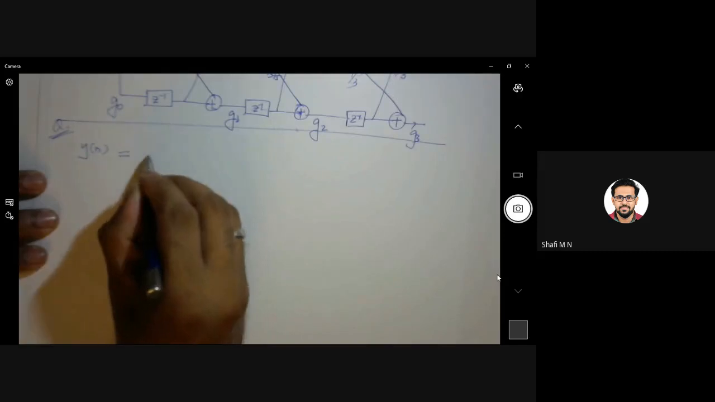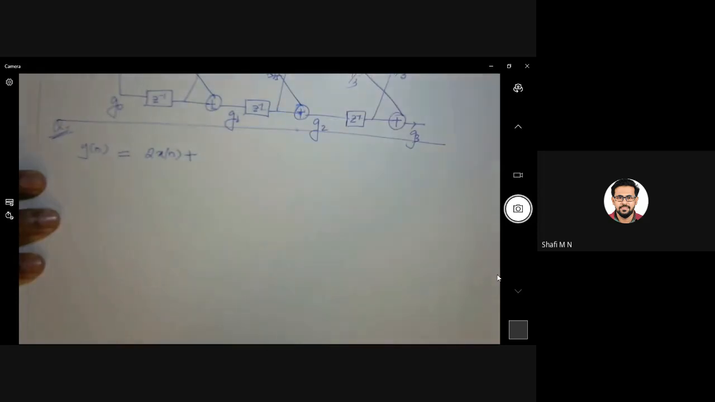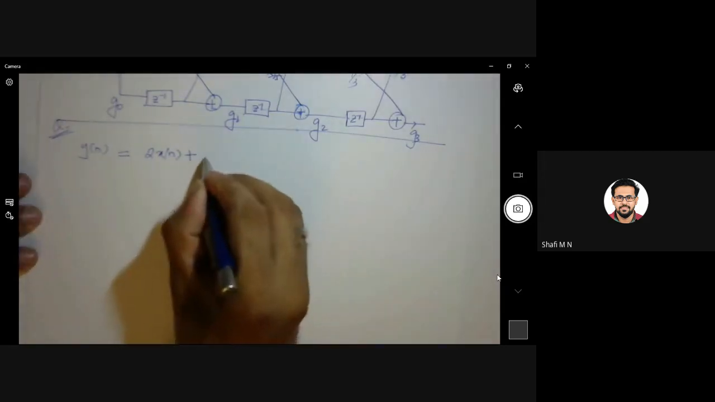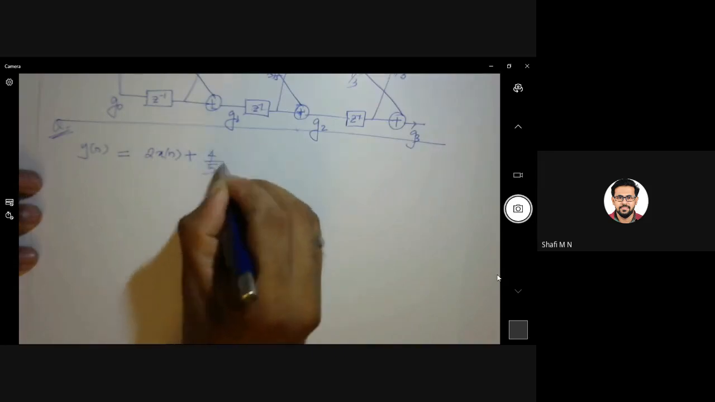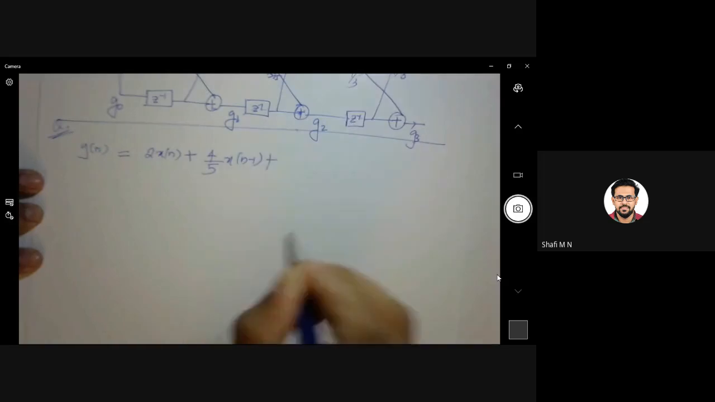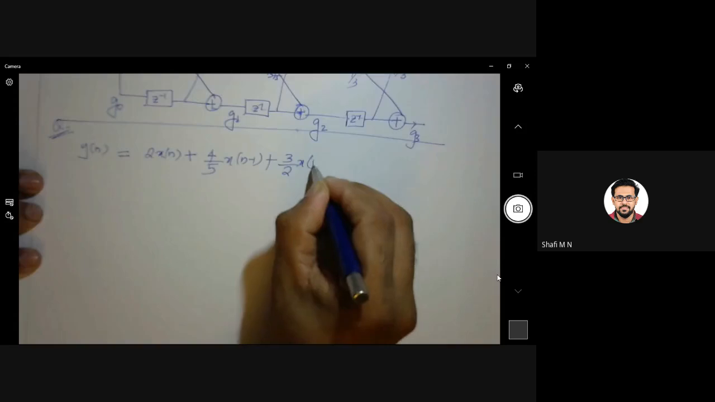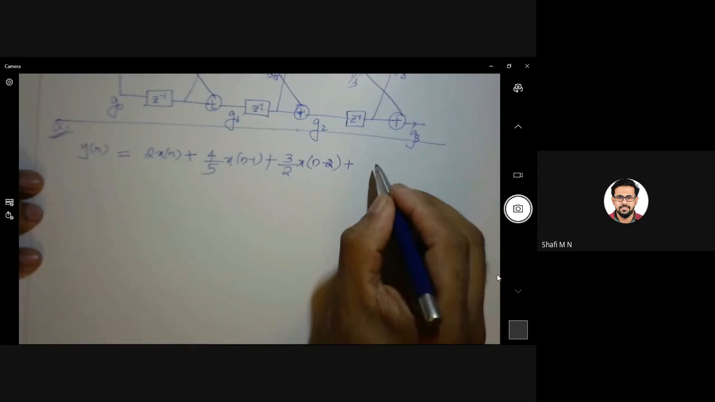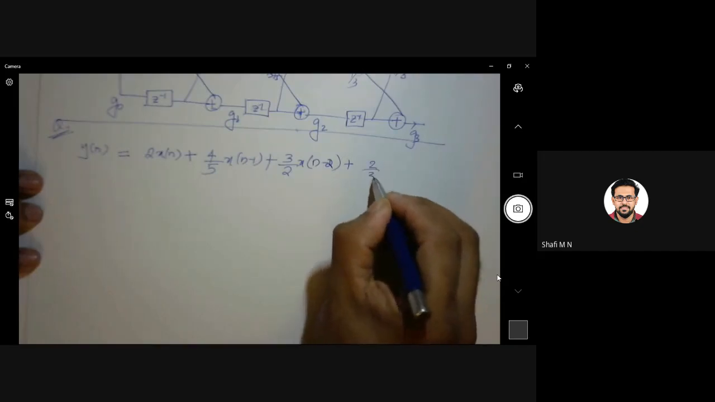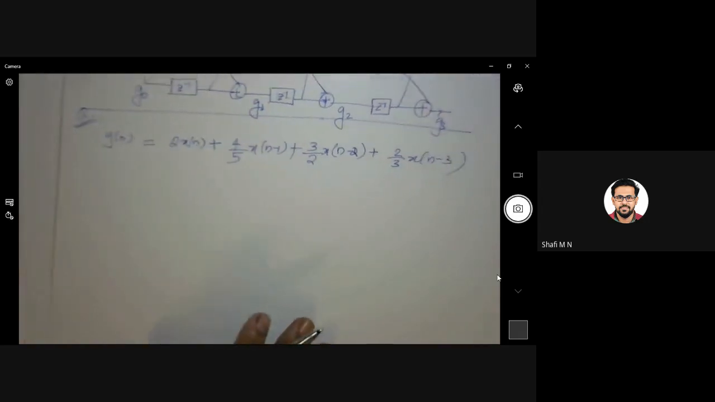So previously the equation was 1 into X of n. Right now I'm writing it as 2X of n plus then, 2 by 5 earlier, right? Now let me make it 4 by 5 x of n minus 1, plus 3 by 4 earlier, which multiplied by 2 will be 3 by 2 x of n minus 2, plus 1 by 3 will become 2 by 3 x of n minus 3. So the question is to obtain the lattice structure realization for the given system. That is the second question. You will wind up with this.